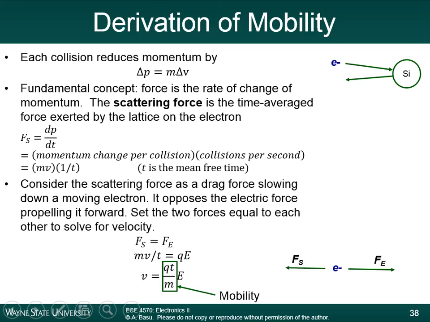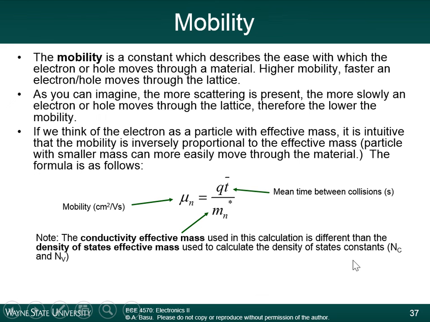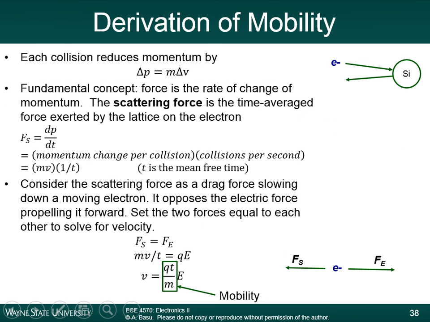And so if you solve for v, you get this simple relation. Velocity is equal to q, the charge, times the time between collisions, divided by the mass of the particle, multiplied by the electric field. And this is exactly the formula that we have here: q t over m. The velocity is equal to this factor multiplied by the electric field. This is the mobility mu, q t over m. It arises from just a basic mechanical analysis of a body being pushed in one direction but undergoing multiple collisions that slow it down.